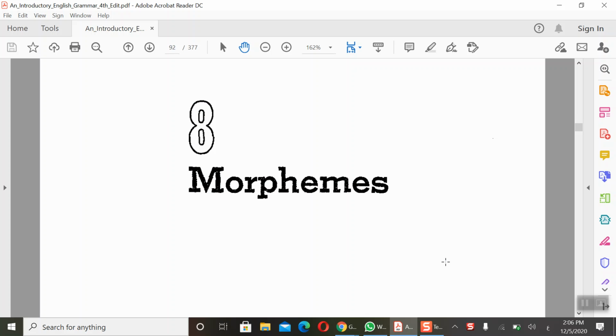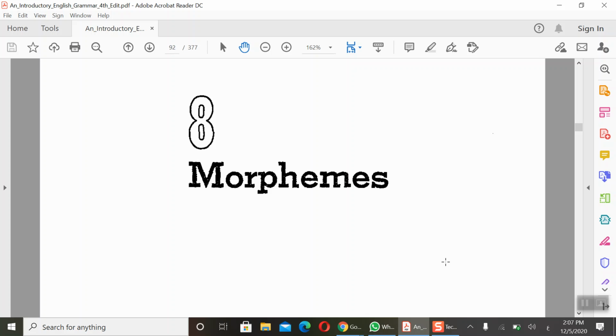We will start with this book, Introductory English Grammar, by Stageberg, 4th edition. And we will start with chapter number 8, Morphemes. So we are going to talk about morphemes, what is a morpheme and what are the criteria for a morpheme, and also the types of morpheme.